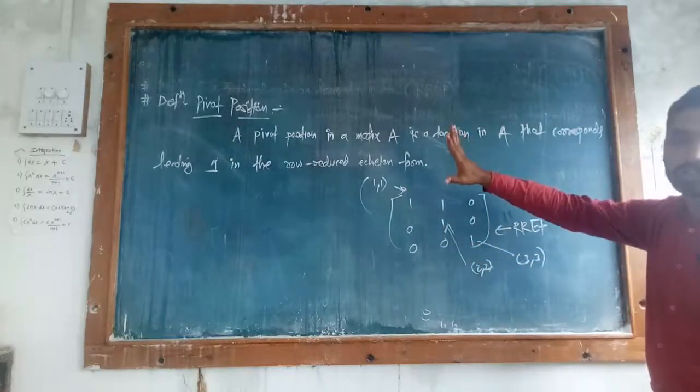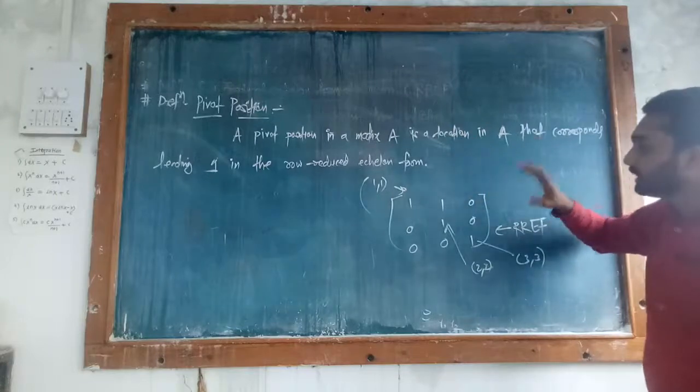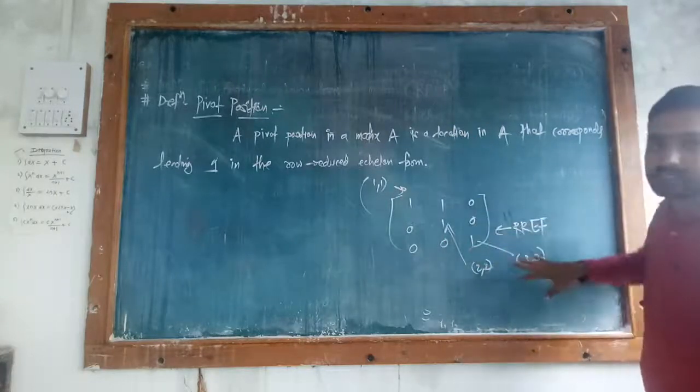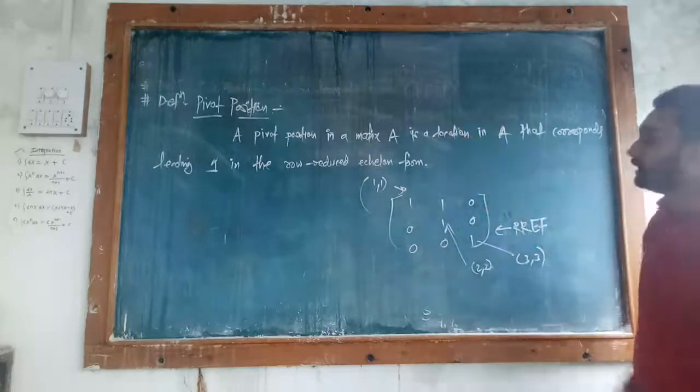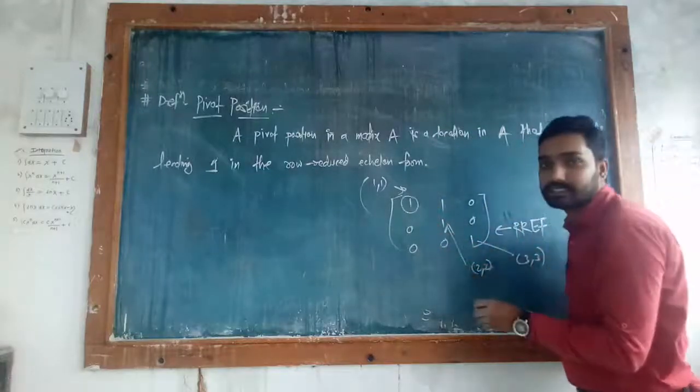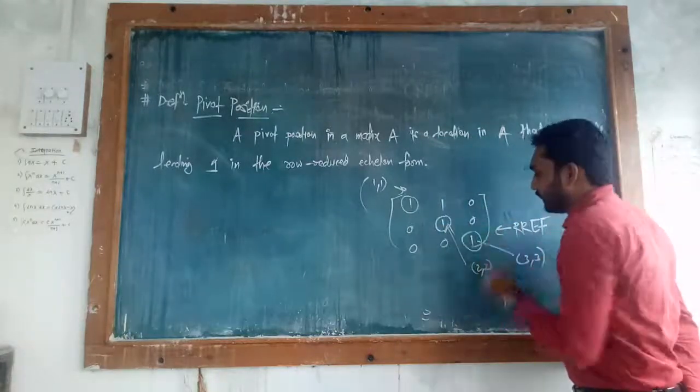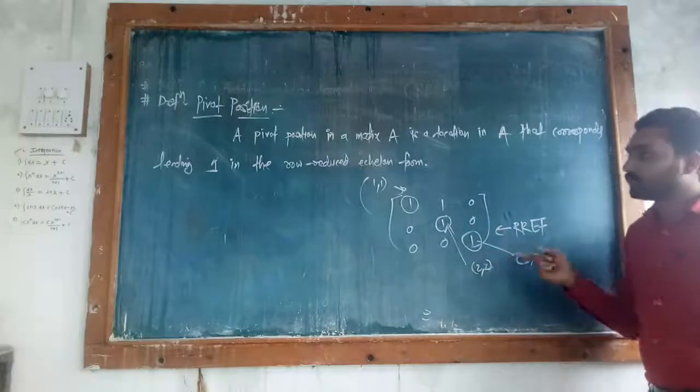That is A1 position, A2 position and A3 position. So what is the pivot position? Pivot position means your leading entry is present in that position. Your leading one is present in that position. This position is called your pivot position.